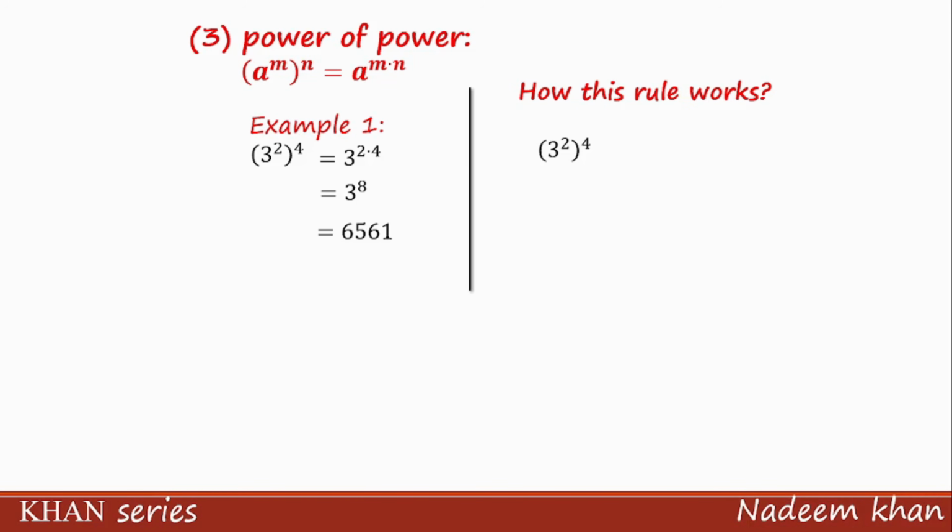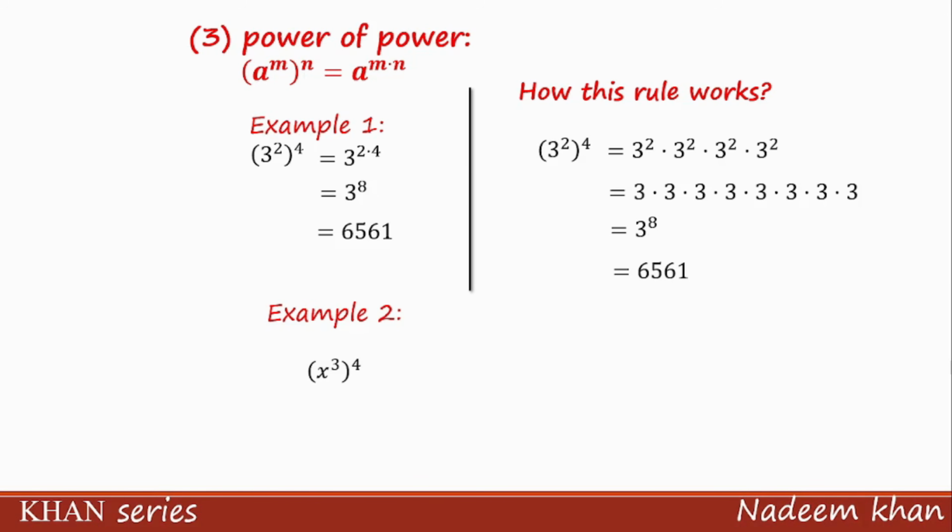3 to the power 2 whole power 4 means 3 to the power 2 is multiplied by itself 4 times. Each group has two threes and there are four groups. So we have 8 threes and total we get 3 to the power 8, and 3 to the power 8 means 6561, which is exactly what the rule gave us.